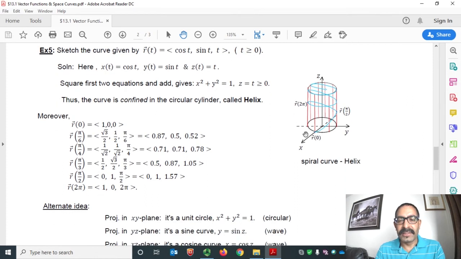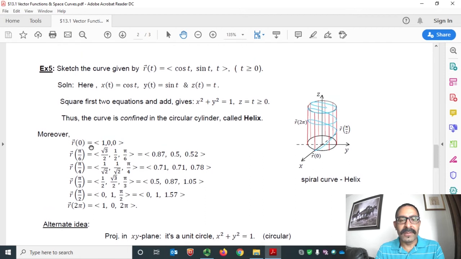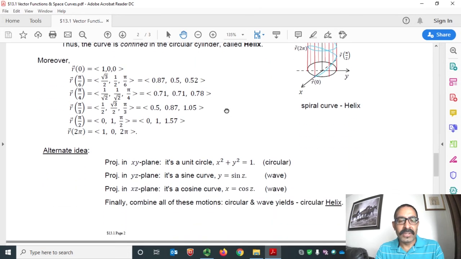And again, this starts from this point. We can even compute here the values. Put t equals 0, then cosine 0 is 1, sine 0 is 0, t equals 0 is 0, so 1, 0, 0. So we start at this point here along the x-axis, and then we go up in 2 pi. We make one rotation there, and then again goes up.